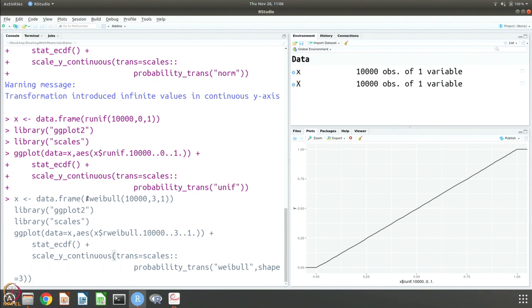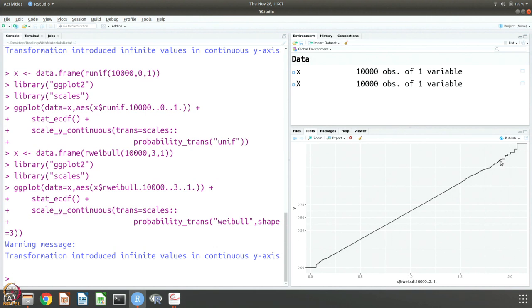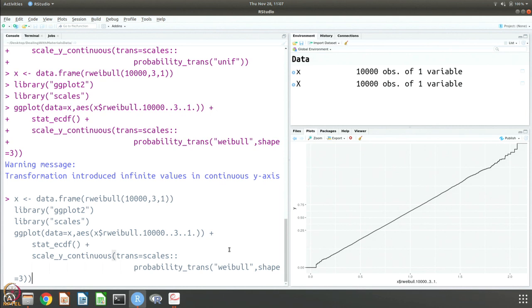So I'm going to generate 10,000 random deviates from the Weibull distribution. And again, I'm going to plot the cumulative distribution function and the transformation scale. I'm going to make it as Weibull, okay? And you will see that again it follows a straight line. Of course, we can do the other exercise instead.